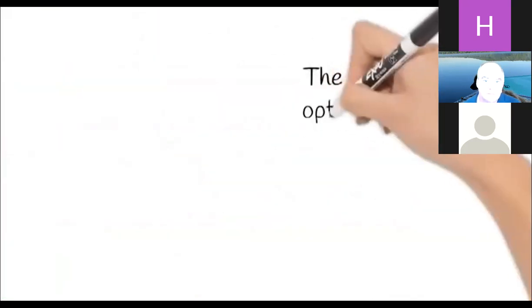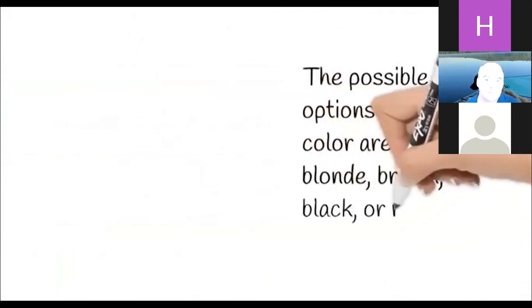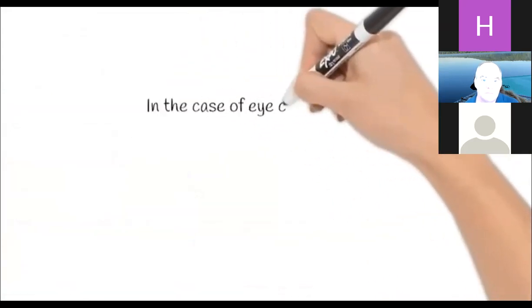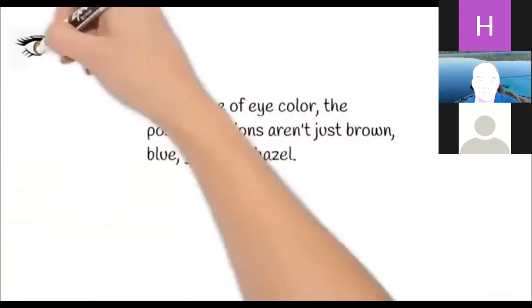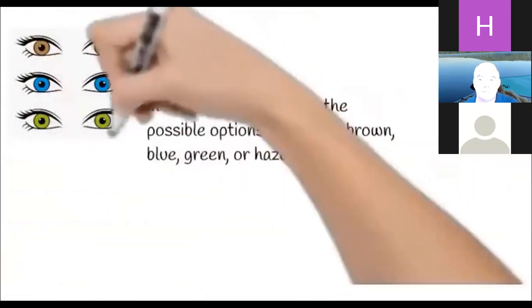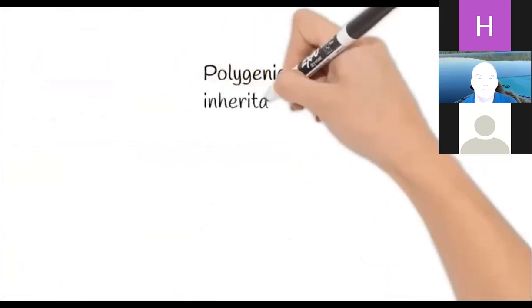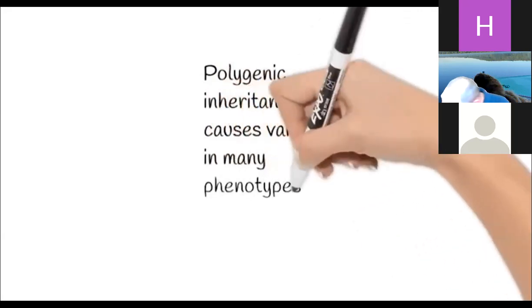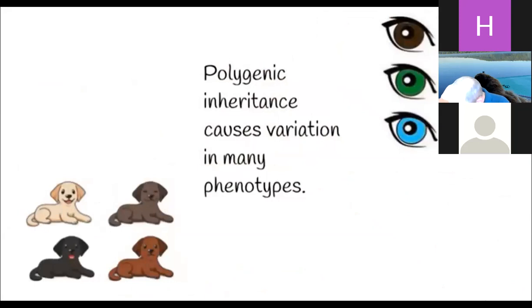The possible options for hair color aren't just blonde, brown, black, or red. For example, individuals can have a mixture of brown and red as their hair color. In the case of eye color, the possible options aren't just brown, blue, green, or hazel. Individuals can have a mixture of blue and green as their eye color. These characteristics are examples of polygenic inheritance because it shows that there can be many variations of hair color or eye color based on multiple genes combining to produce a phenotype.